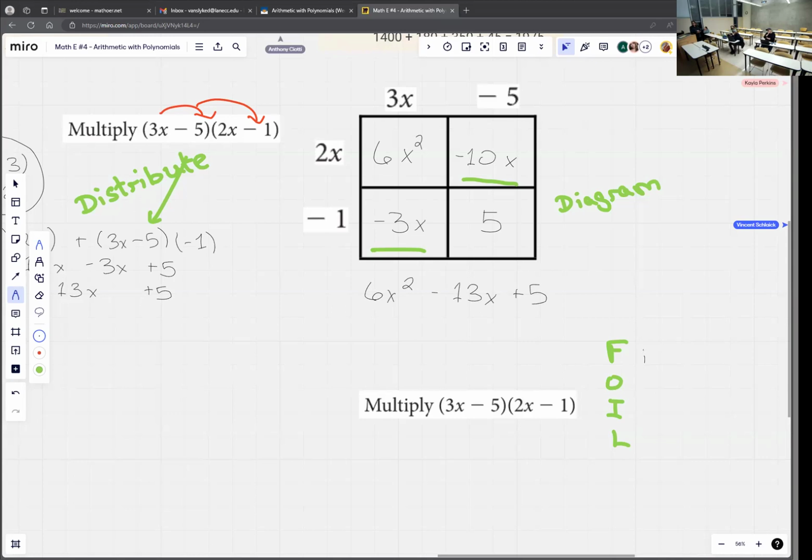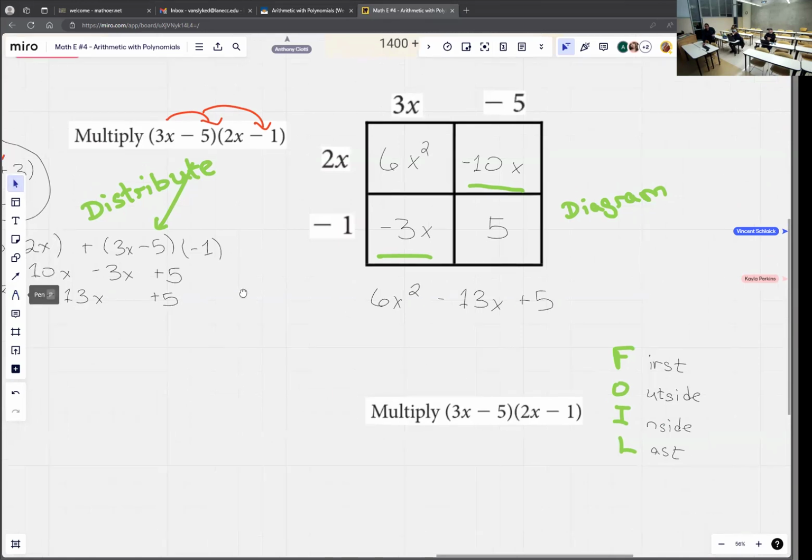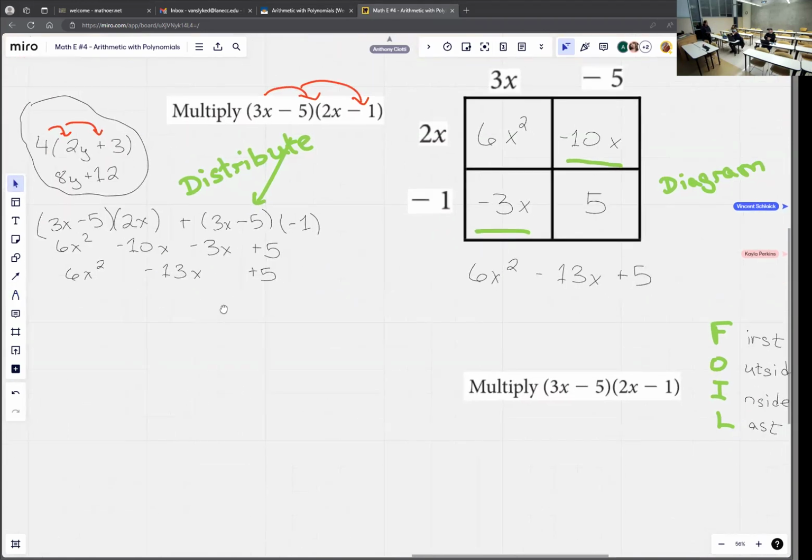So FOIL stands for first, outside, inside, last. And all it is that there's 4 things that happen, whether it's the 4 corners of the box in the diagram method, or the 4 things that wind up happening in the distributive method, right? We're always going to have those 4 parts, because we're combining 2 things with 2 other things.